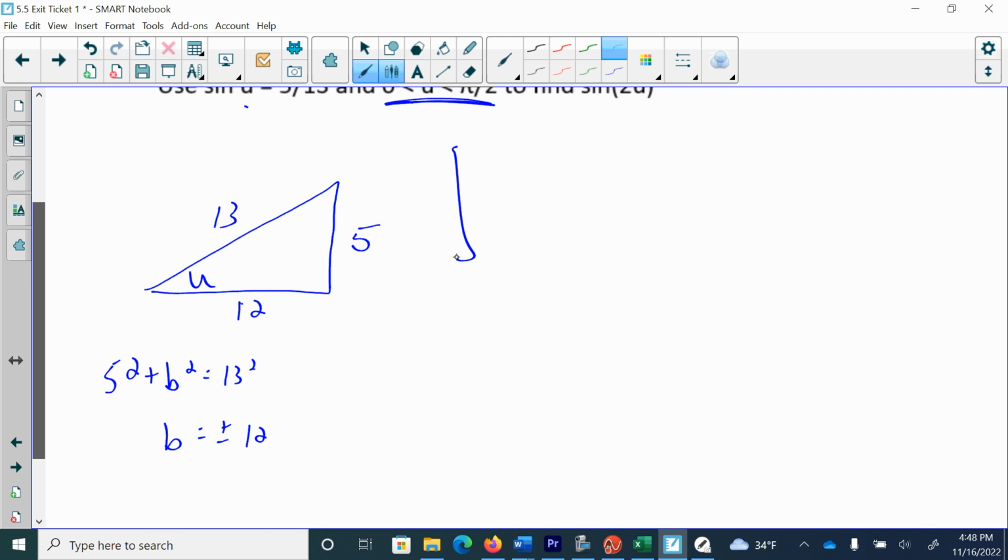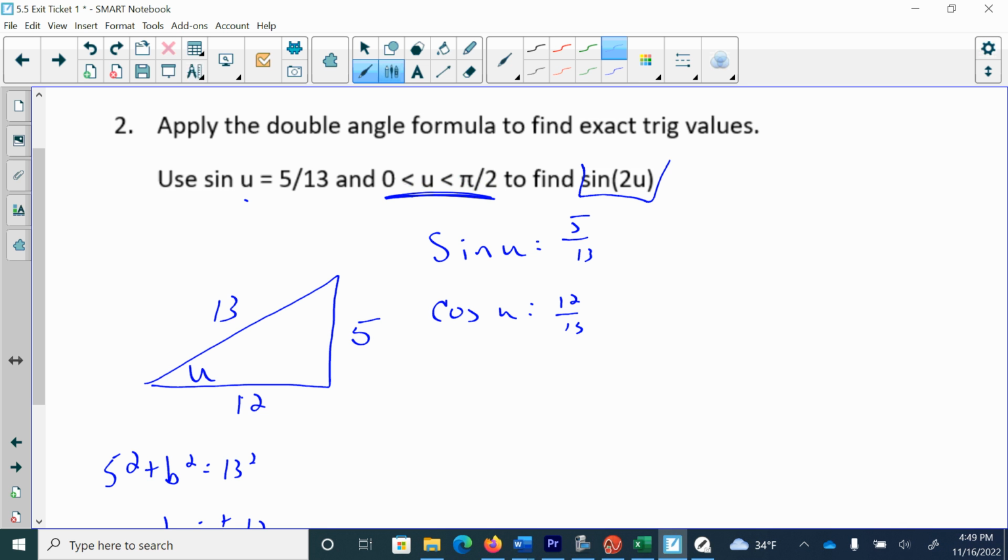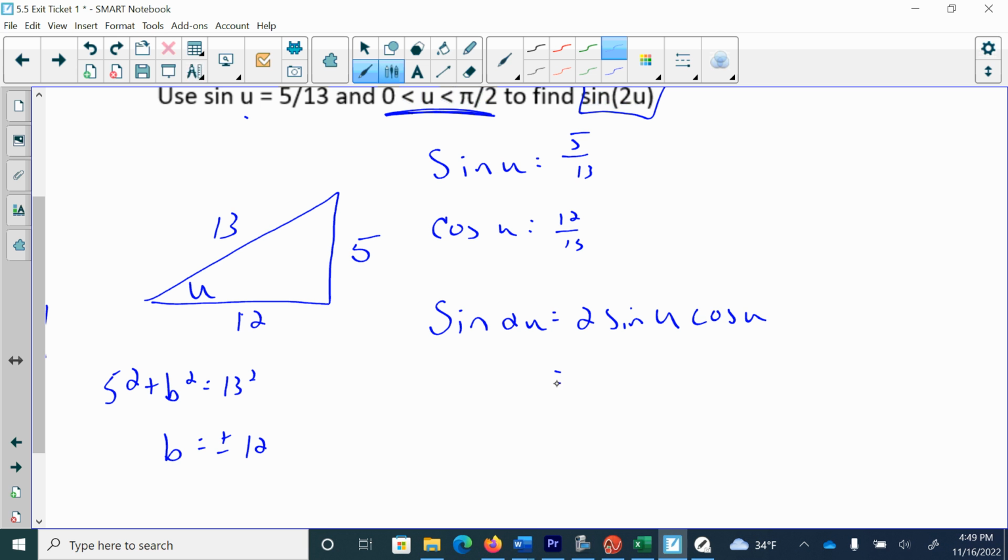Just so we're clear, we know the sine of u is equal to 5/13. My cosine of u is going to be equal to 12/13. And so to find the sine of 2u, I'm using the formula that says the sine of 2u is equal to 2 sine u cosine u. So substituting in, I'm going to have the number 2. The sine we said was 5/13. The cosine we said was 12/13.